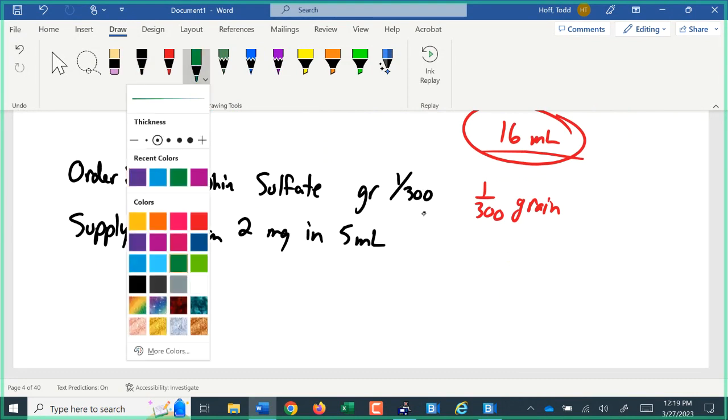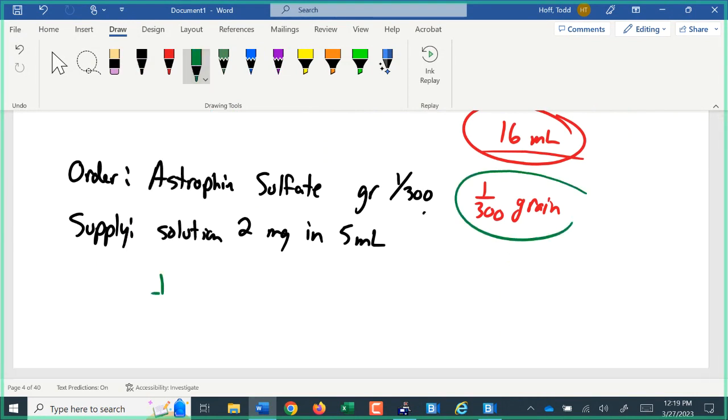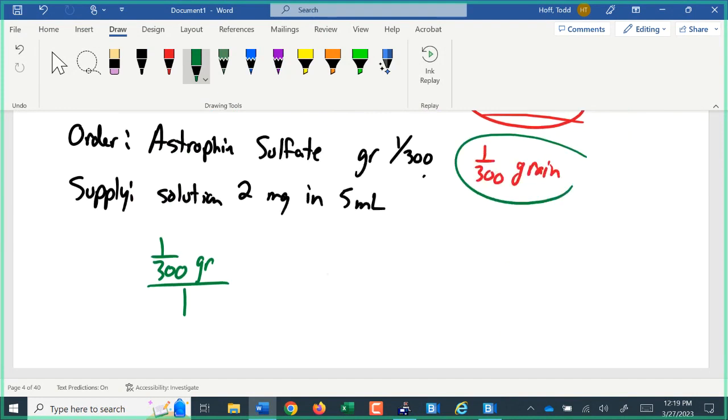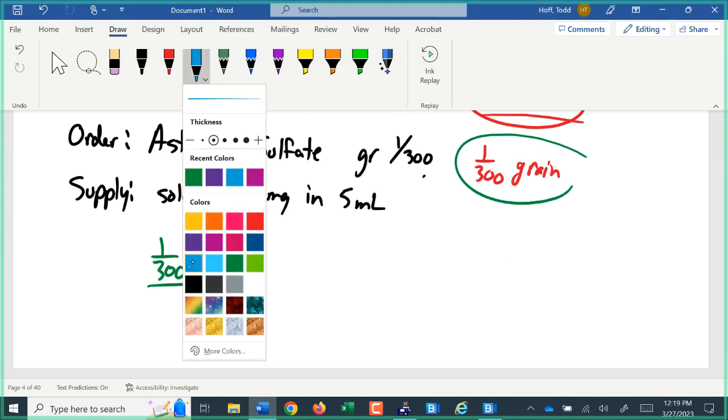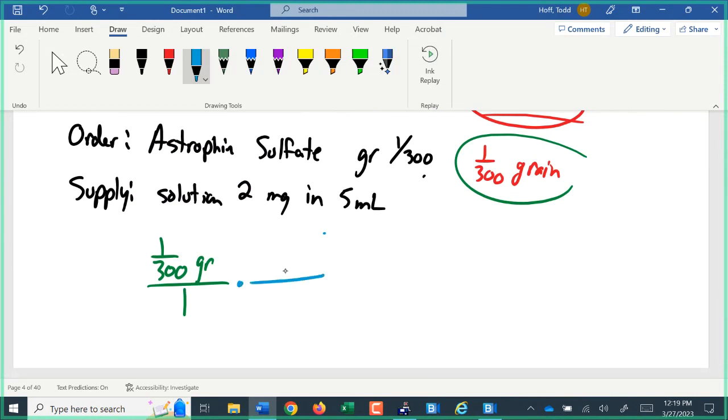So we'll start with the doctor's order, which is 1/300 of a grain over 1. Now, we don't have grains anywhere else in our information here, but we still have to get rid of grains. But we have milligrams. And remember, we said before, if we look it up, 1 grain is 60 milligrams. So the grains will cancel out.